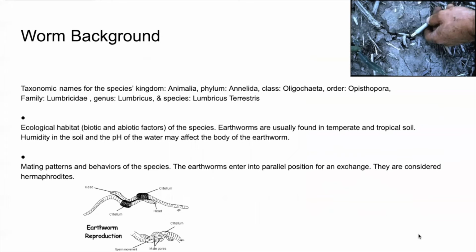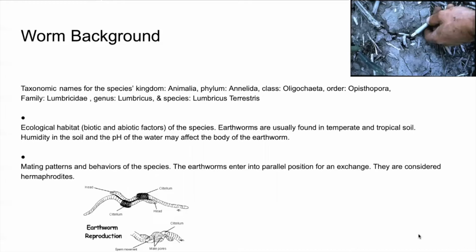This is the earthworm's background. Taxonomic names include the kingdom Animalia, phylum Annelida, class Oligochaeta, order Opisthopora, family Lumbricidae, genus Lumbricus, and the species Lumbricus terrestris. Ecological habitat would include mostly temperate and tropical soils.